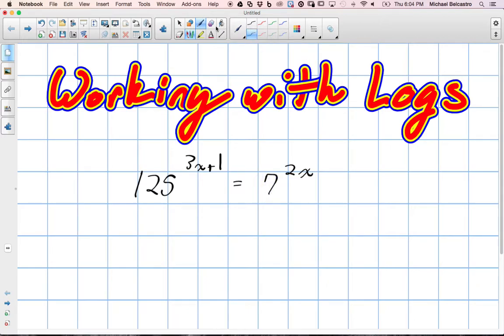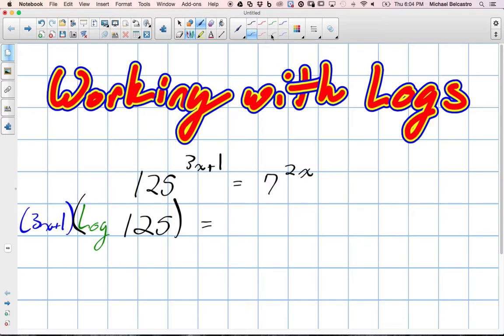So when we do that, we'll take log, and usually we don't have to write base 10 because it's assumed to be base 10, right? And when we do that, we get log base 10 of 125, and our exponent essentially comes down, so we get times 3x plus 1. So it's 3x plus 1 times log base 10 of 125.